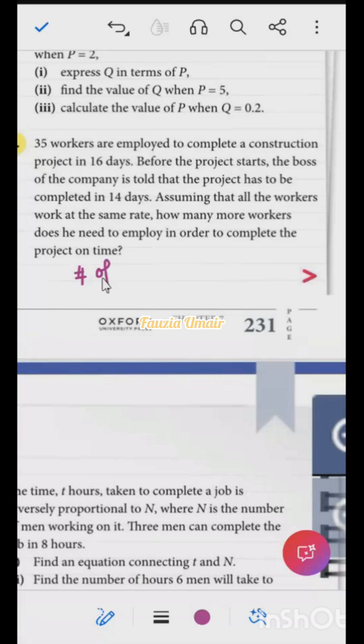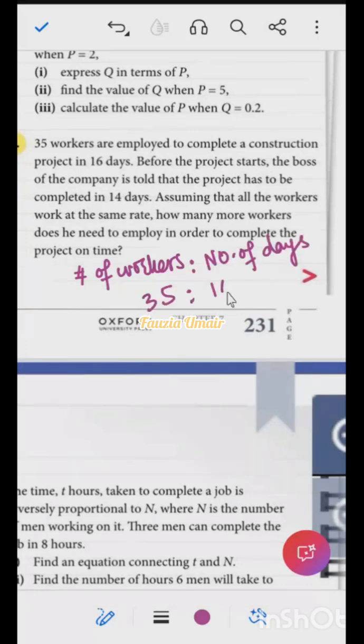Number of workers are compared with the number of days that the project should be completed in. If there are 35 workers, the project is completed in 16 days. Now they are saying the project manager or the boss says that the project should be completed in 14 days. This is the estimated time. So do you think it will be completed with the same 35 workers? No, we may need to hire some more workers. So we need to find that out.